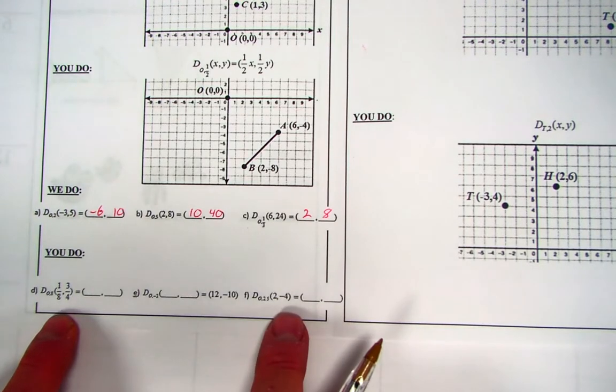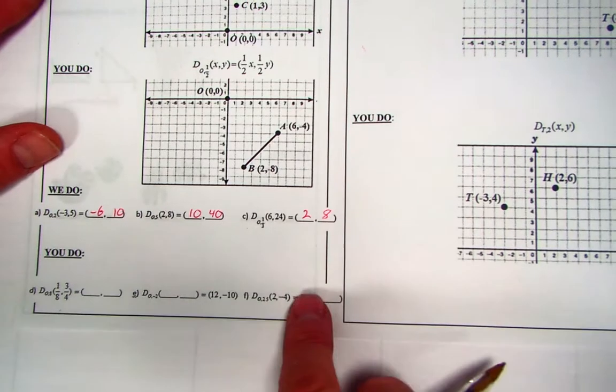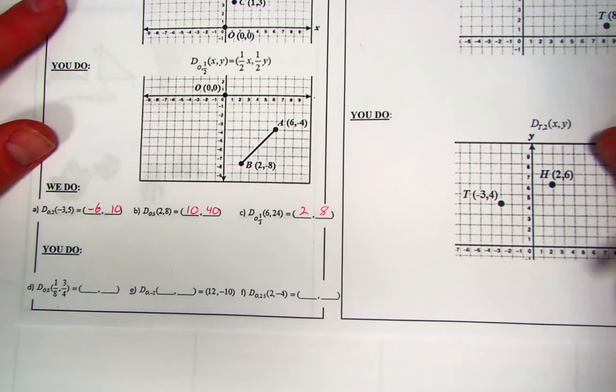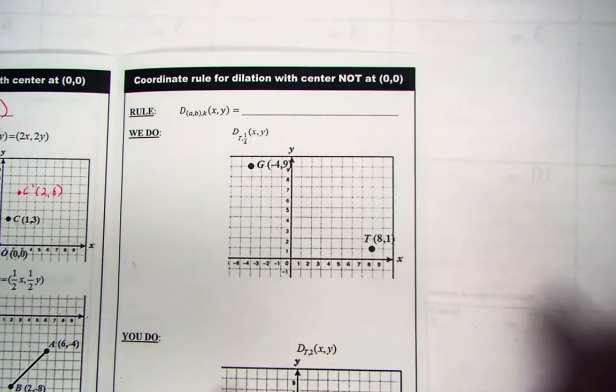All right, so you do these 3 problems. My only suggestion here is anytime you multiply, or just in general, whenever you're dealing with fractions or decimals, leave your answers in fraction form. It's always probably kind of the preferred form. Okay, so do those 3. And then we'll move on to this last part, which takes a little bit more explanation.